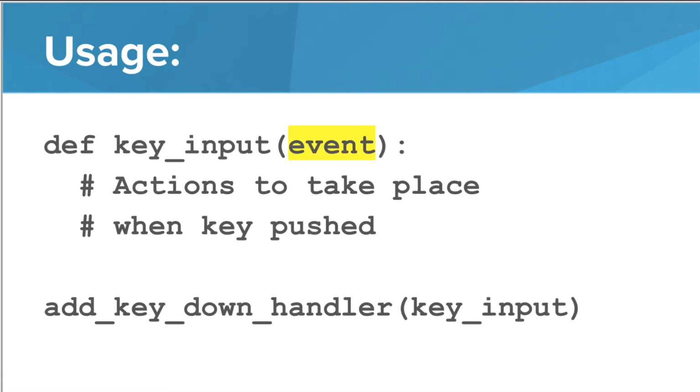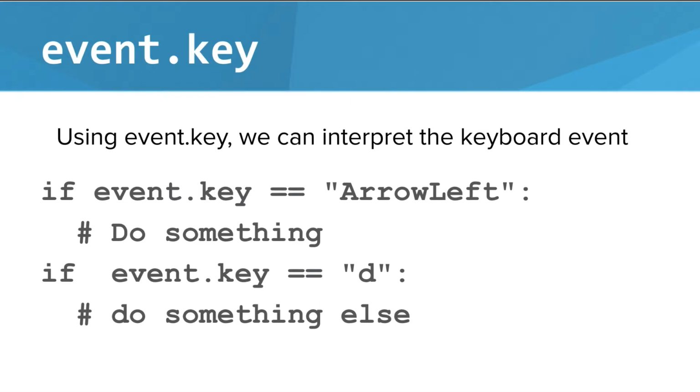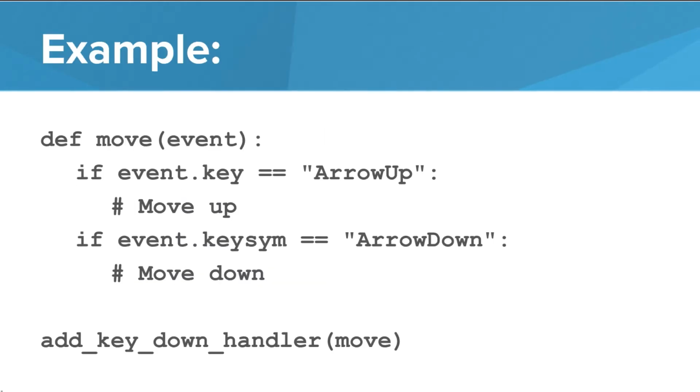One difference is that our function now takes an event as the input parameter. The event parameter contains information about which key is pressed. Event.key returns a string representation of the key that was pressed. When it's a letter, it's easy to interpret, but Python also has different values for other keys. For example, arrow left signifies the left arrow has been pressed.